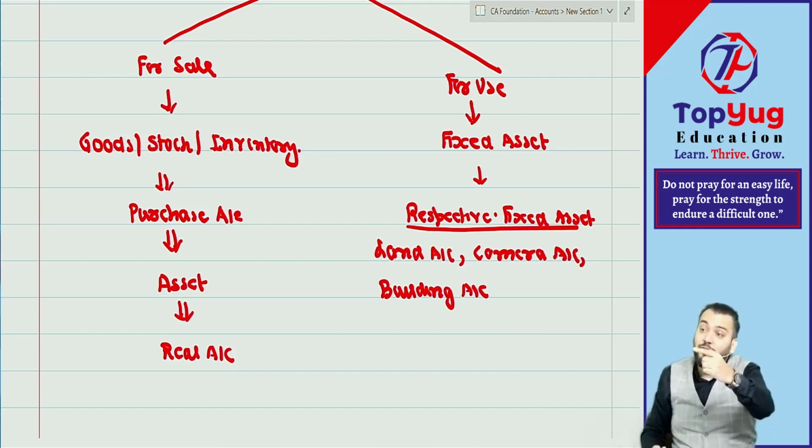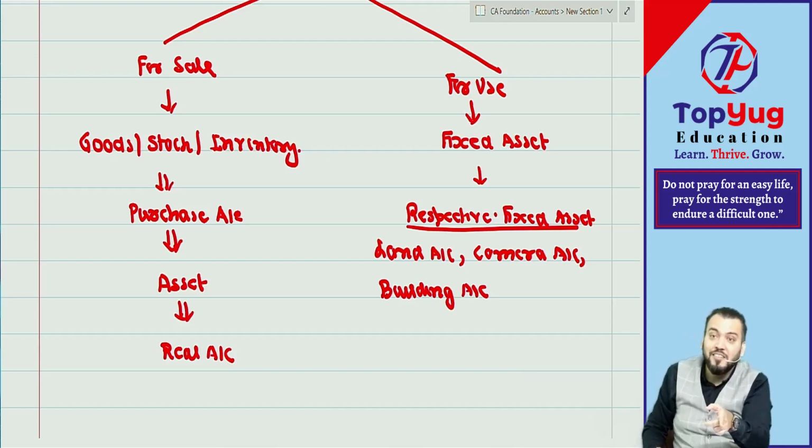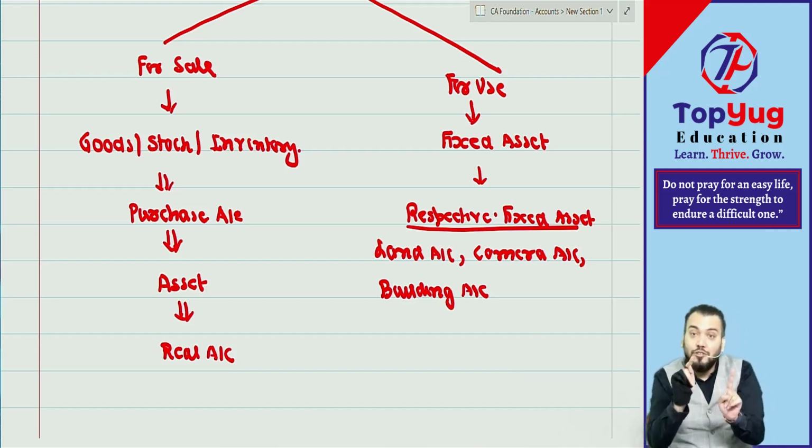But if you purchase furniture for sale, then which account? What is the name of the account? Purchase account. So if you purchase furniture for sale, which account?